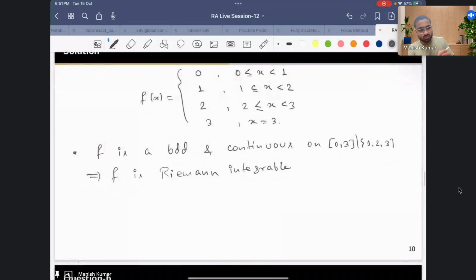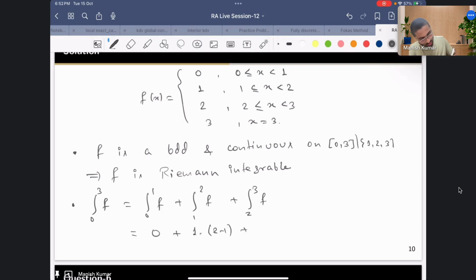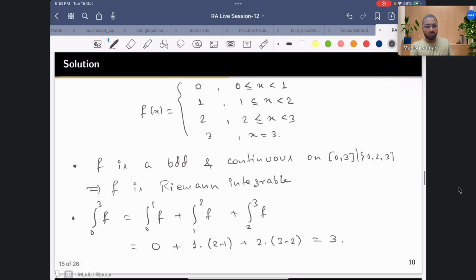Again you can do the same kind of argument. You can define phi1, phi2, phi3 if you want, but I am not going to do that. You can just write the integral of f from 0 to 3 as the integral from 0 to 1, 1 to 2, 2 to 3, right? The first integral would be just 0. This is 1 times (2 minus 1). This would be 2 times (3 minus 2). So what you get is 3. Okay, is this fine?